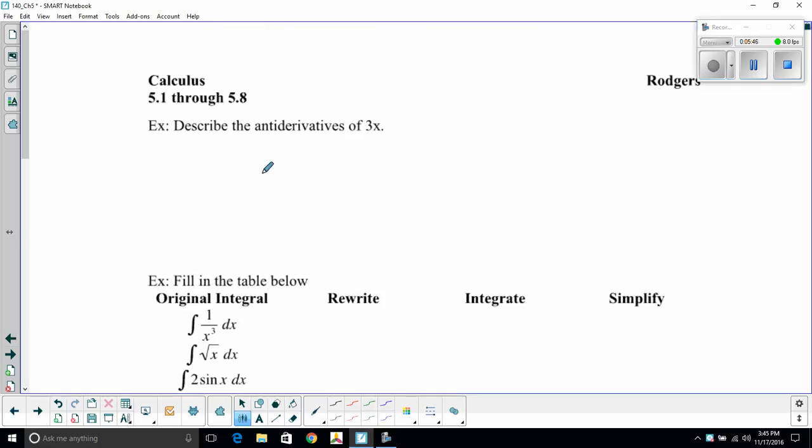Describe the antiderivatives of 3x. Well, let's first write that in mathematical symbols. So this would be the antiderivative of 3x dx.